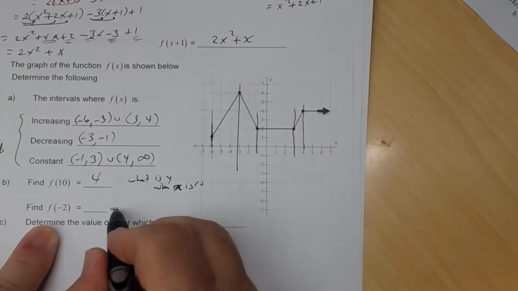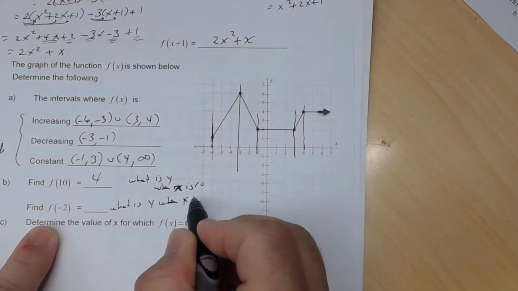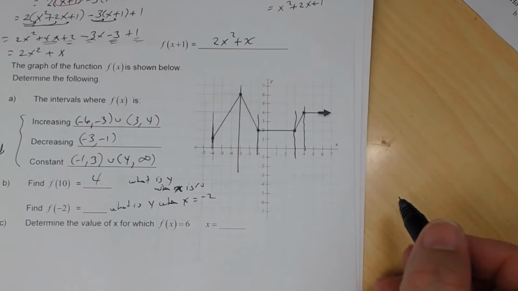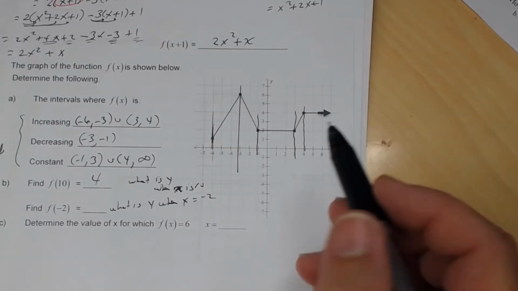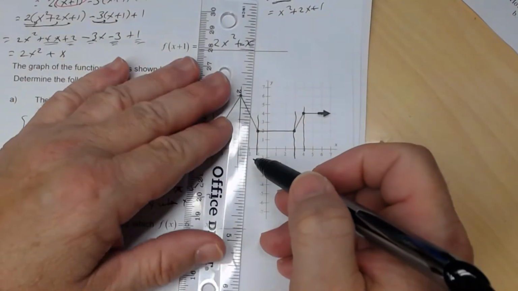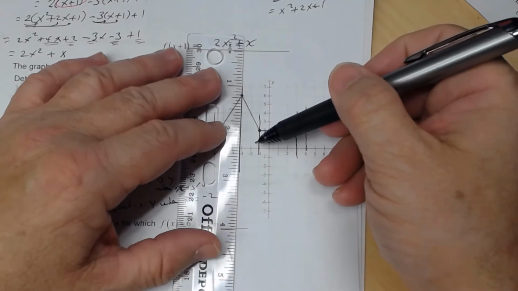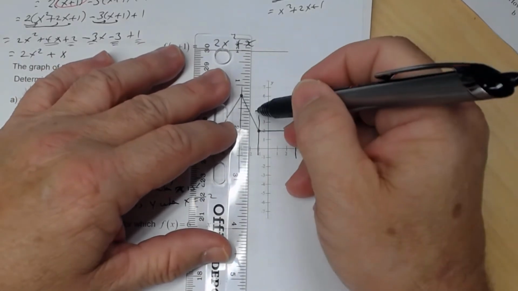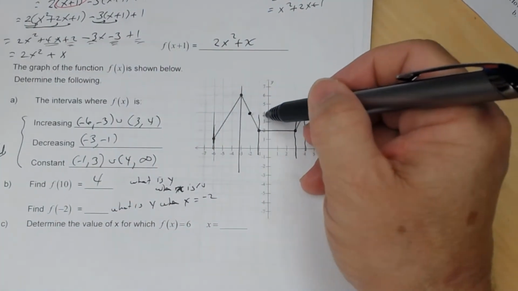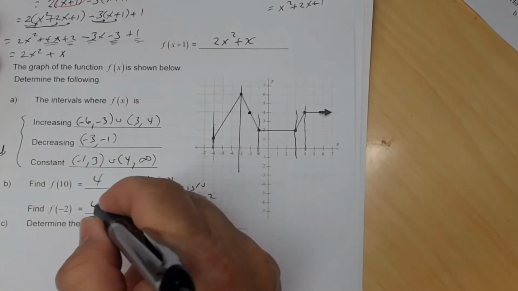Now what this means, same thing, is what is y when x equals -2. That's what that means. So what is y when x equals -2? So when x is -2, this is where x is -2. Now you really need to use a ruler here because these grid lines are very faint. So when x is -2, I'm going to get this point right here. So when x is -2, my y value is 4.